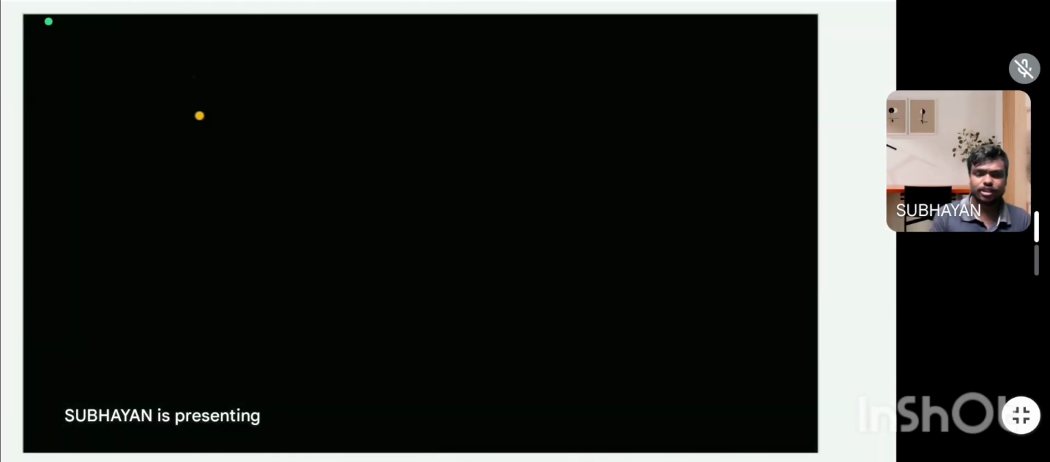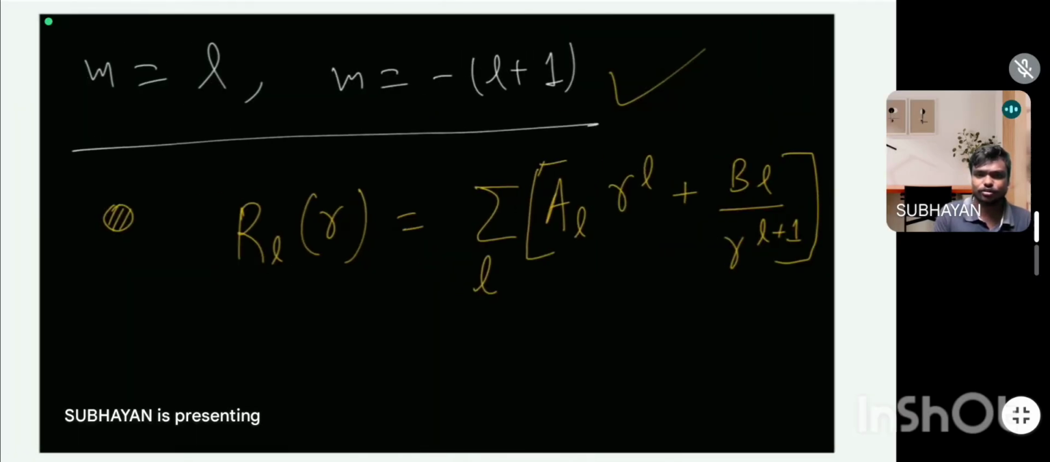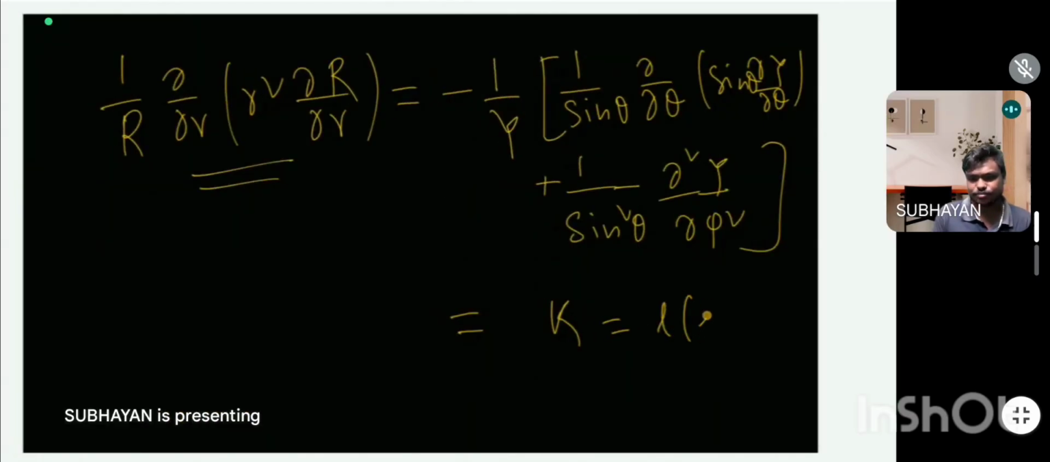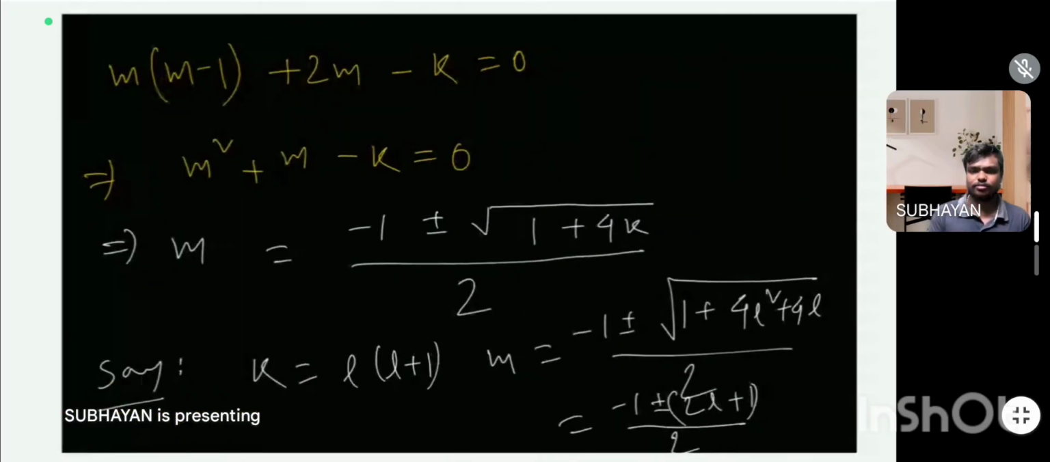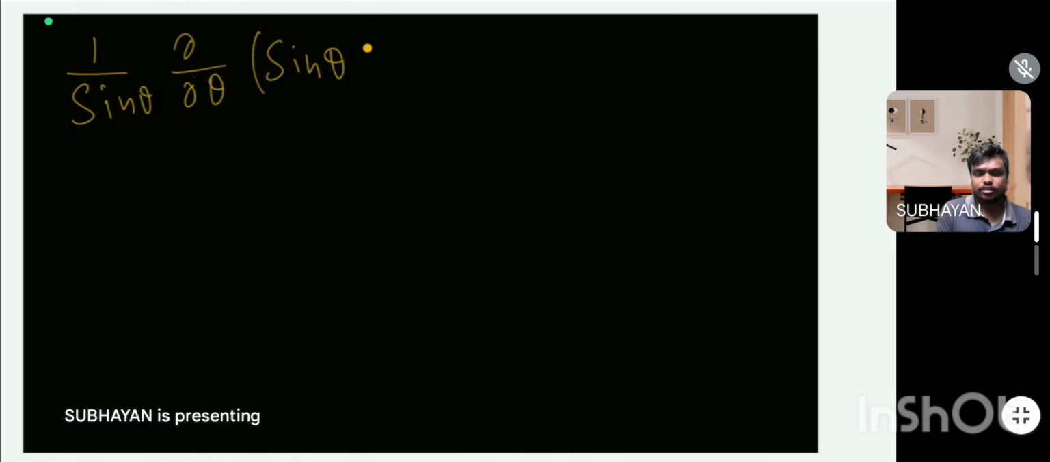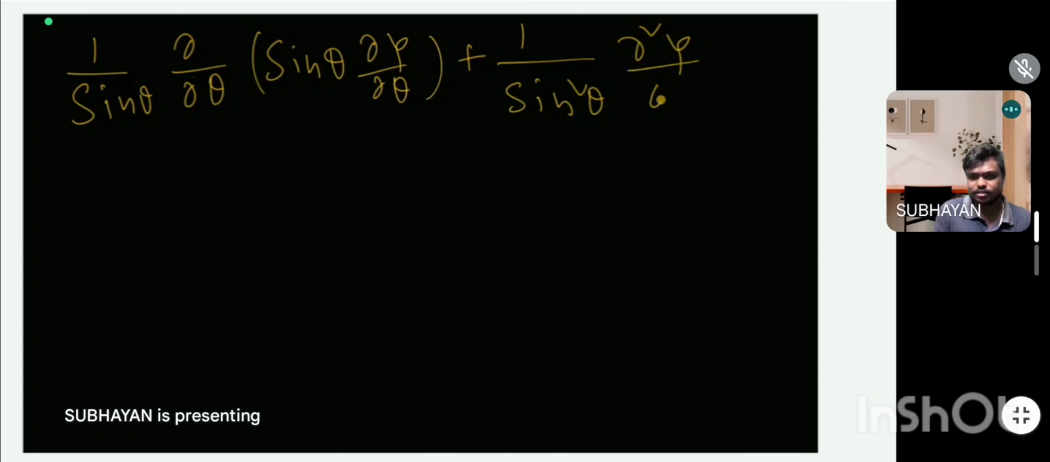Next, the angular part. Already we have found k is equal to l into l plus 1. So the angular portion now is very interesting, which is 1 by sine theta del theta of sine theta del Y by del theta, plus 1 by sine square theta del 2Y by del phi 2, equals to minus l into l plus 1 of Y.